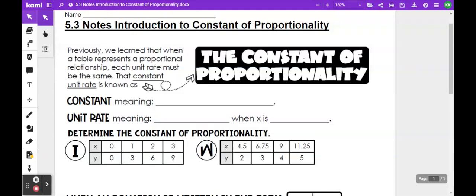Today we're talking about constant of proportionality in Unit 5, Lesson 3.